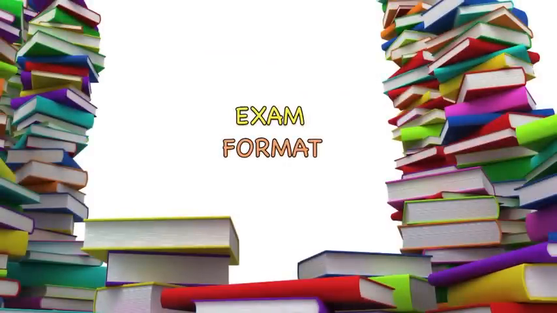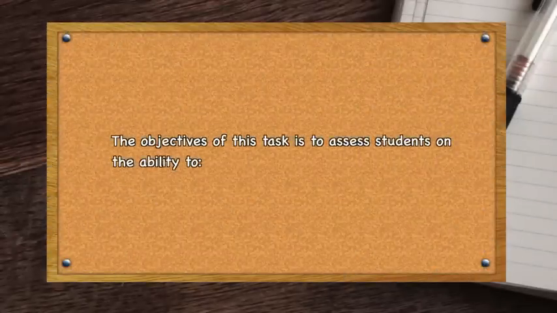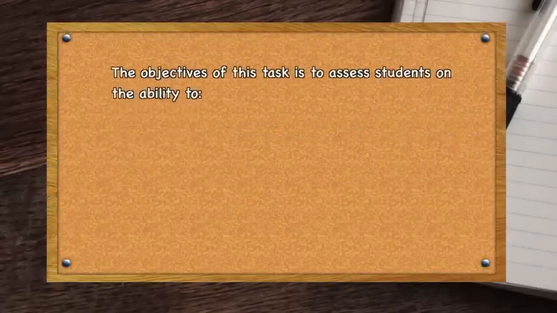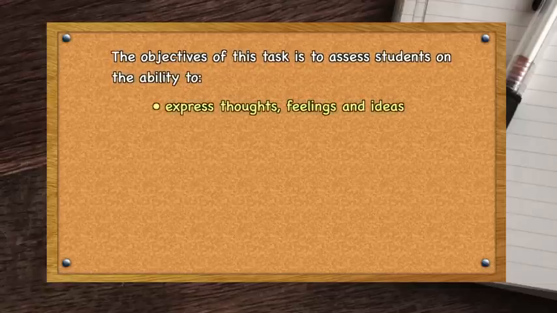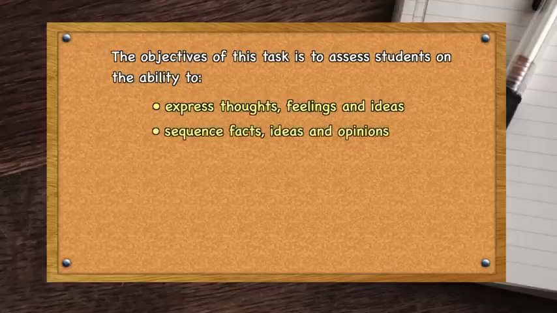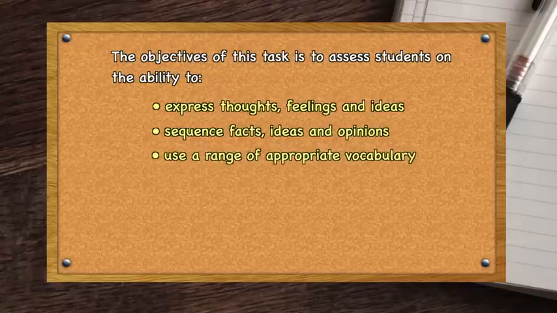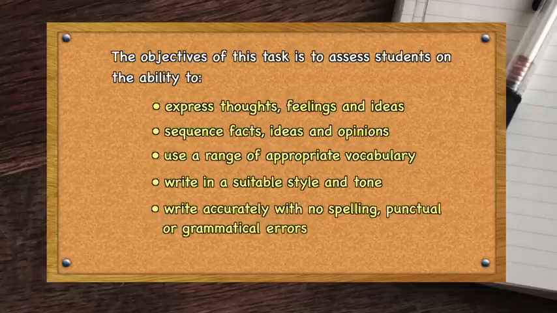Exam format. There are two writing tasks in Paper 1 of the SPM English Language examination. In Section A of Paper 1, you are required to complete a directed writing task. The objective of this task is to assess students on the ability to express thoughts, feelings and ideas, sequence facts, ideas and opinions, use a range of appropriate vocabulary, write in a suitable style and tone, and write accurately with no spelling, punctuation and grammatical errors.